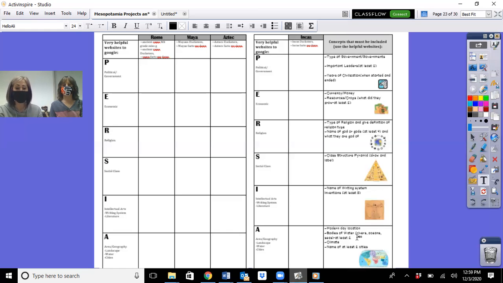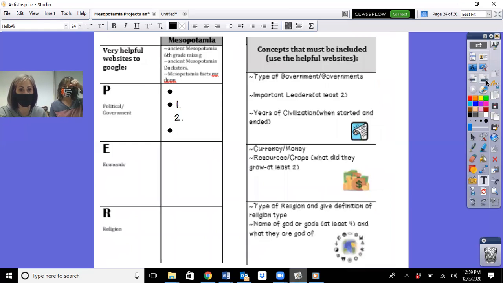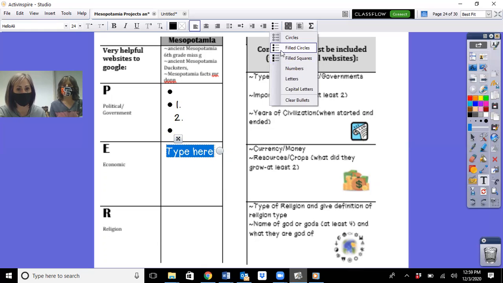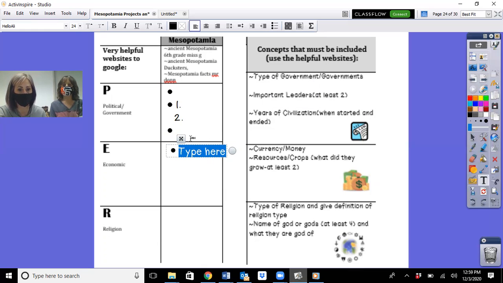All right, I'm going to go to my next screen. You're going to notice what we did. I should have done this before, but I didn't think about it, so Miss G thought of this. This is what you have to come up with for government: the type of government, which is going to be my dash right there, 2 important leaders, which is going to be right there, and then the years it was a civilization will go right here. For economy, same thing: currency, what type of currency? That will go right there.